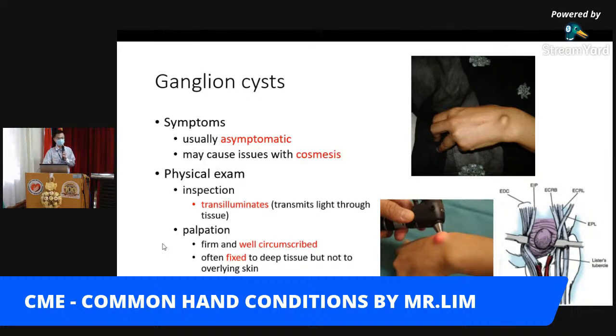It's not fixed to the skin, but it is fixed to the deep tissue because it's from the synovial joint. So you can see from the picture on the right lower, the ganglion cyst is kind of fixed to the lower structure. You can't really move it from the deep, but the skin on top easily slips over. So this gives us some clue.